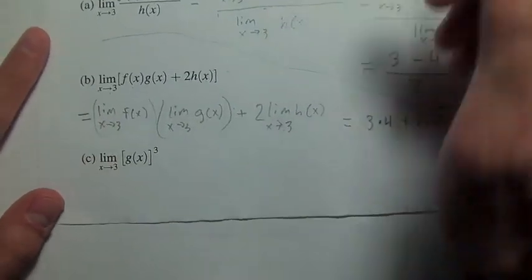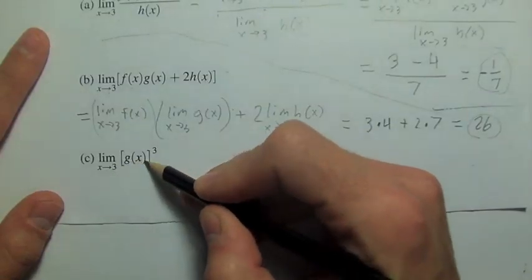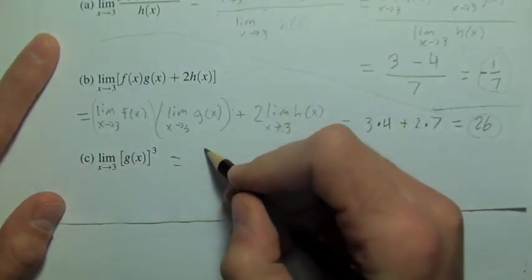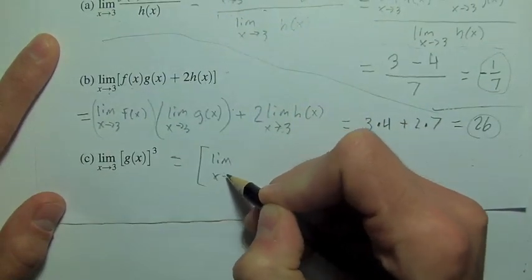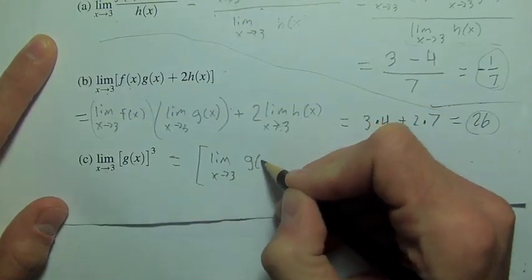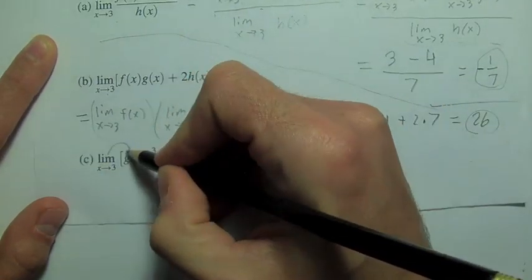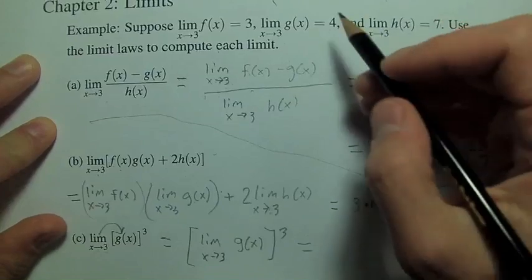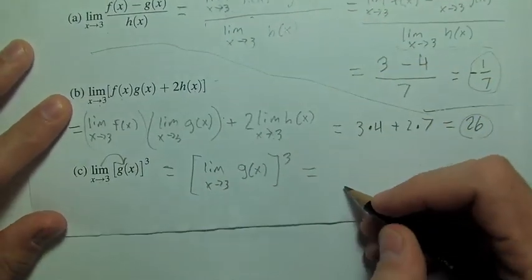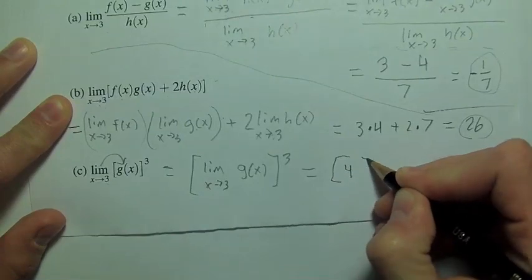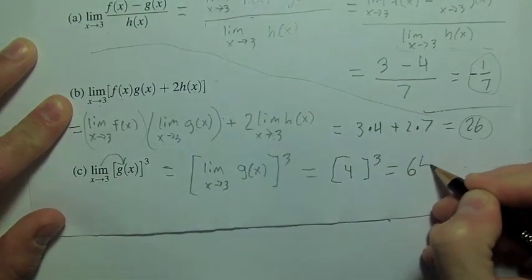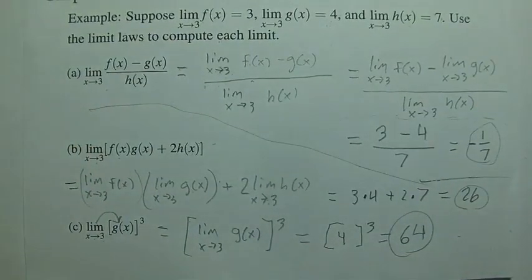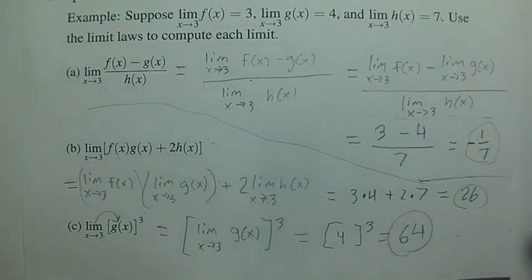And then this last one, the limit as x goes to 3 of g of x all cubed, well, that's just going to be the limit as x goes to 3 of g of x all cubed. We can move that limit inside. And the limit as x goes to 3 of g of x, we know by now, is 4. So this is going to be 4 cubed, which is 64. Okay. So not too bad so far, right?